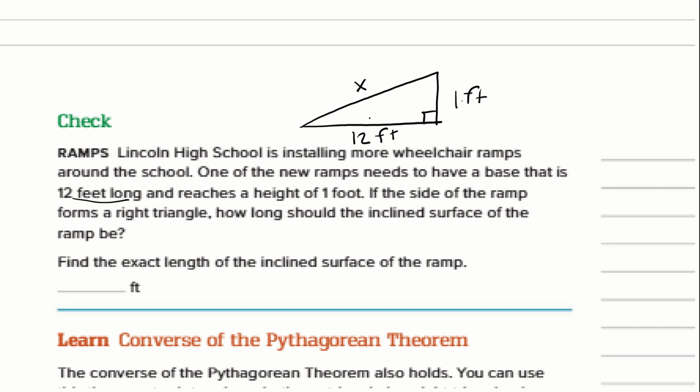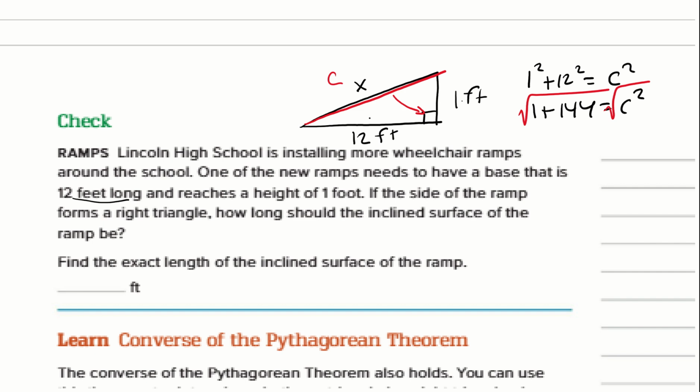So we got a squared plus b squared equals c squared. In this case, c is that longest side, which is opposite of the right angle. All right, so a squared plus b squared equals c squared. So we get 1 squared plus 12 times 12, which is 144, equals c squared. And we take the square root of both sides. So we get the square root of 145.